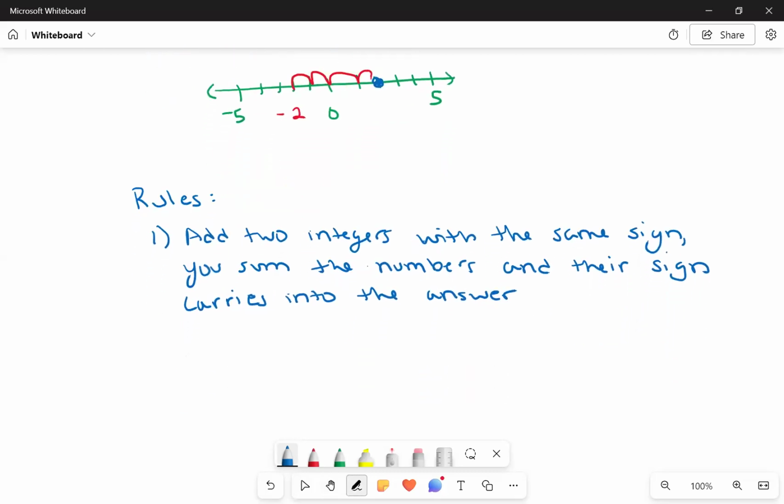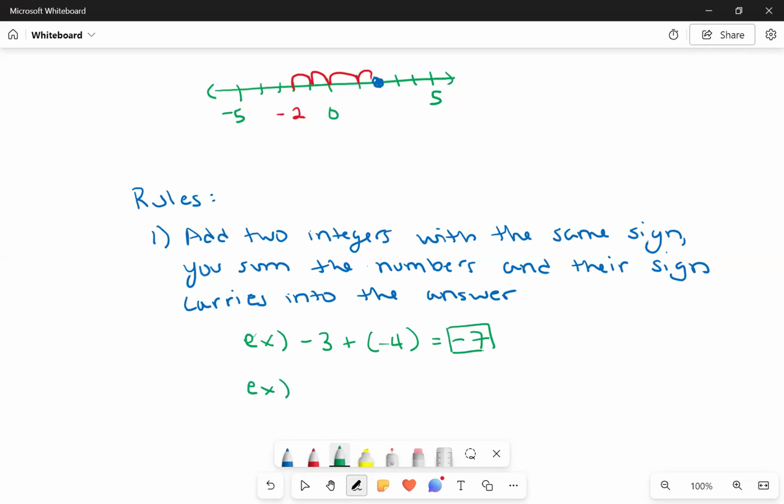Just to solidify that, if I was doing negative 3 plus negative 4, both numbers are negative. So the answer is going to be negative, and then I'm literally going to sum them. I'm literally going to do 3 and 4. 3 plus 4 is 7, so negative 7.